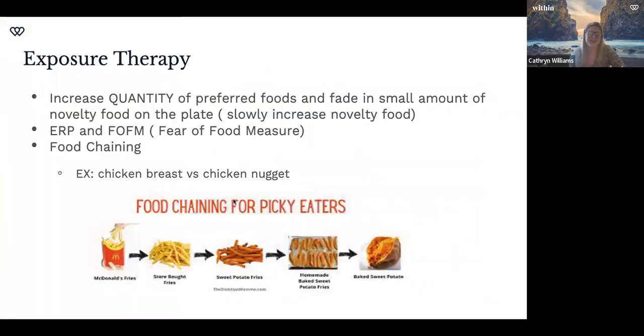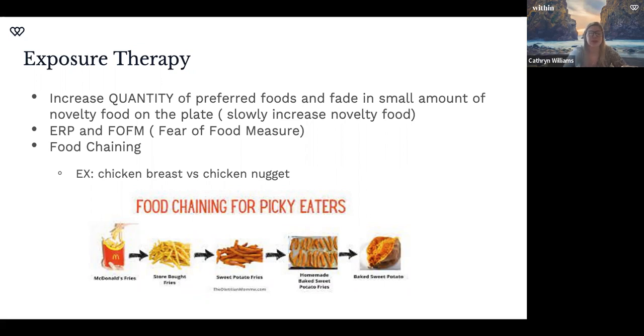Exposure therapy. So like Elisha said, there's no one right way of doing some of these exposures. There's a lot of different modalities that have been used, but here are just a couple we have used with clients when it comes to exposure therapy. First off, that could be increasing the amount of the preferred foods that we have, and then feeding in smaller amounts of those novel foods. I kind of put it in a visual of maybe we have a plate of pasta and then there are 2 or 3 green beans on the plate that we're doing the exposure with at that meal.